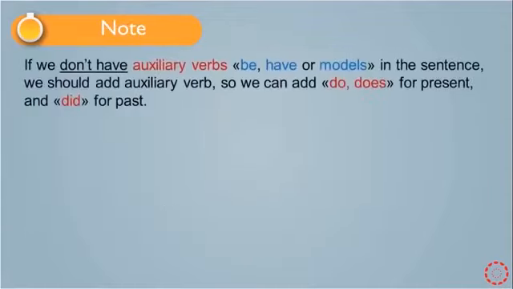We have an important note here. We have to pay attention. If we don't have auxiliary verb, it means if we don't have verb to be or verb to have or modals, as we mentioned in the previous slide, in the sentence we should add auxiliary verb. So we can add do or does for the present tense and did for the past.